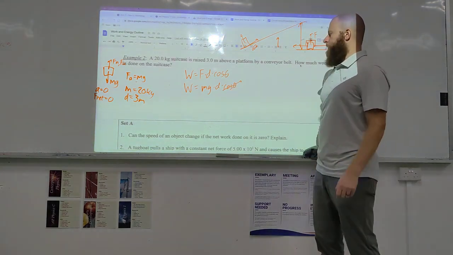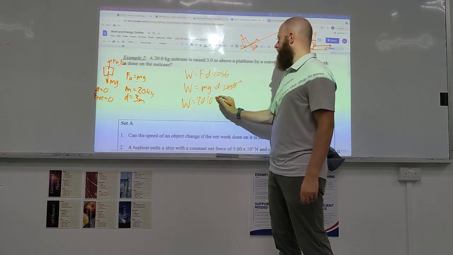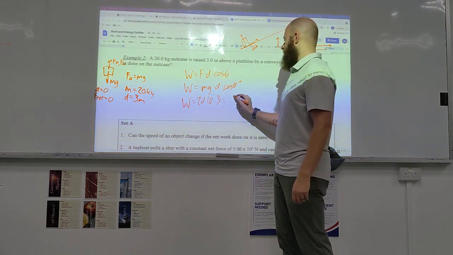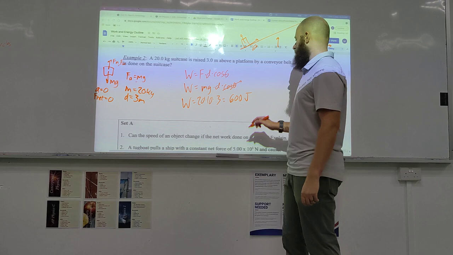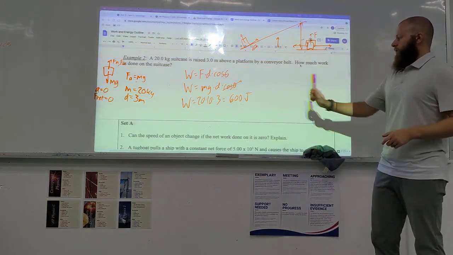So I don't need to worry about this cosine, so I just get work equals 20 times 10 times 3, so that would be 600 joules, okay? So 600 joules.